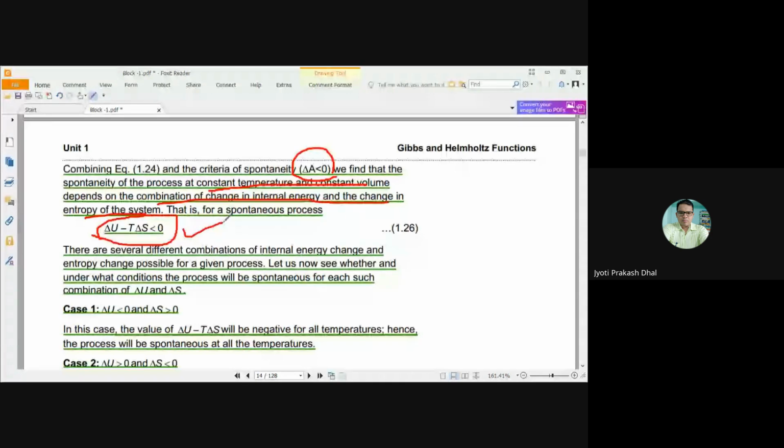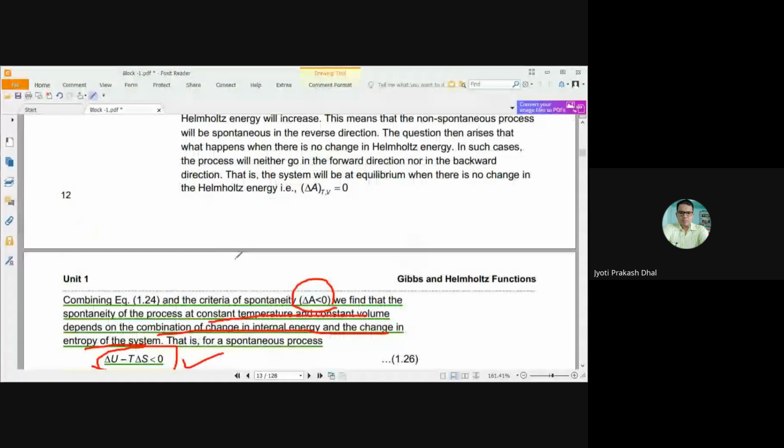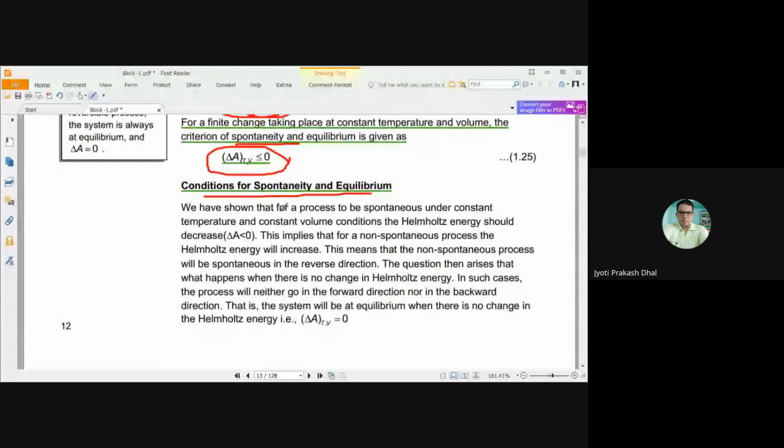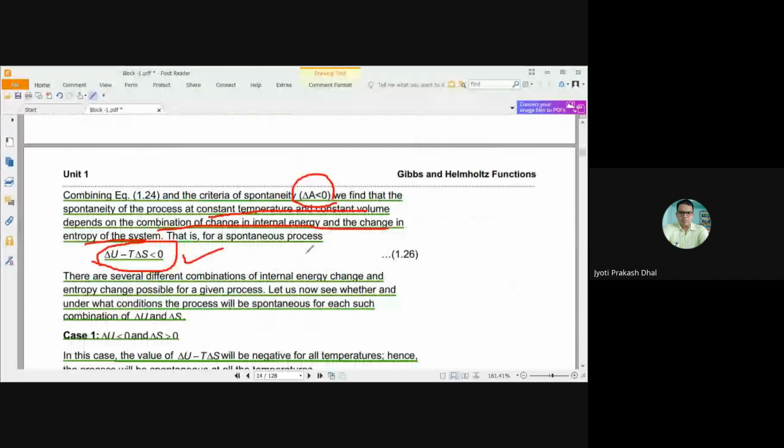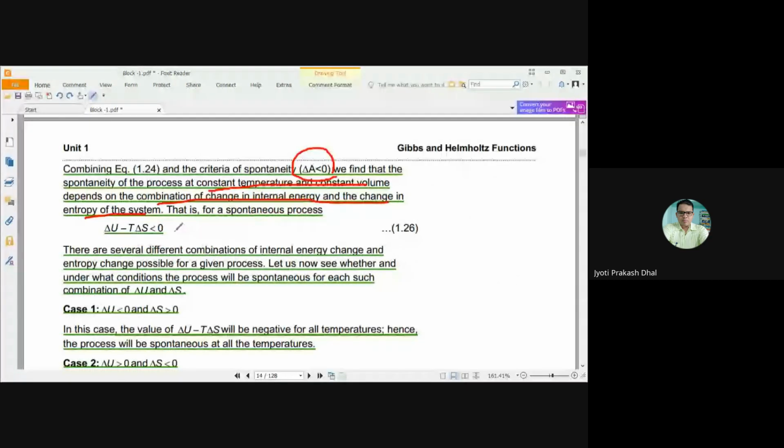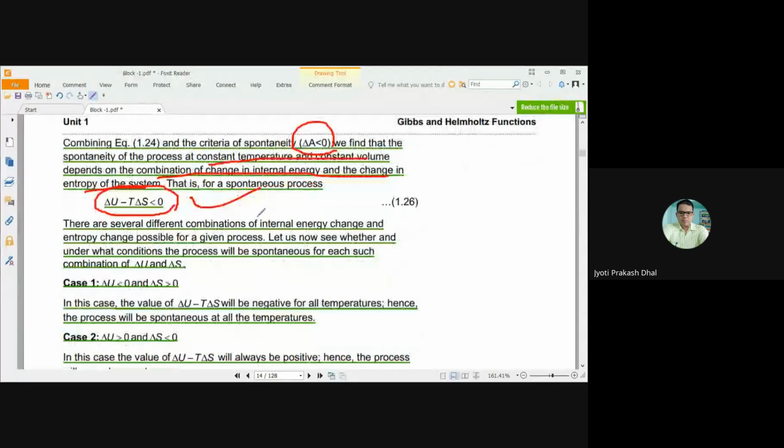Because for a spontaneous process, we have already discussed that del A should be negative, that is, del A should be less than 0. So in place of del A, we write del U minus T del S less than 0. This is the condition of a spontaneous process. And if the process is in equilibrium, then del A, that is del U minus T del S, equals 0. But here this is the spontaneous condition.